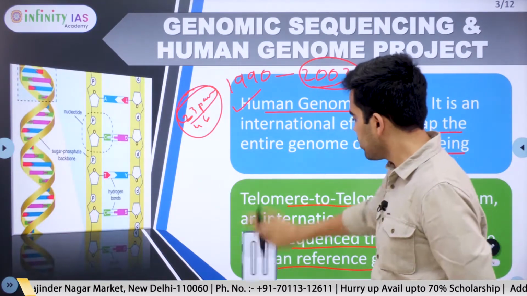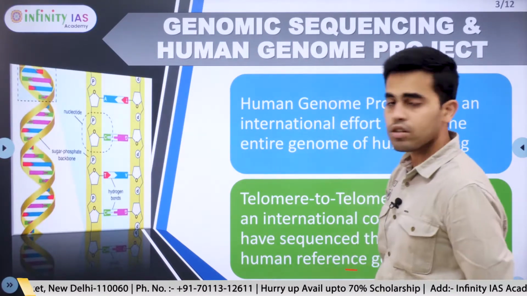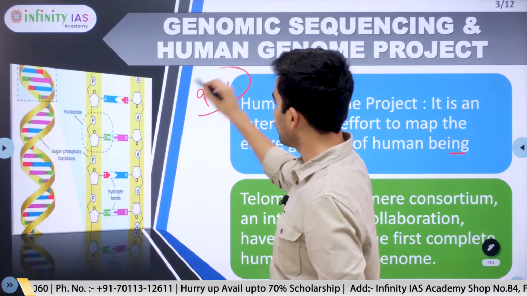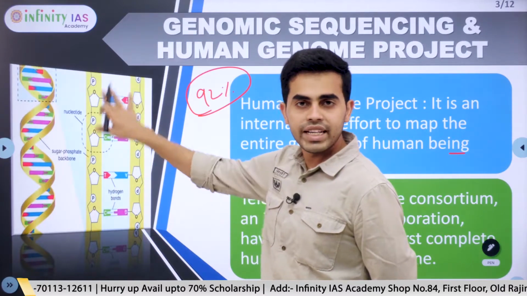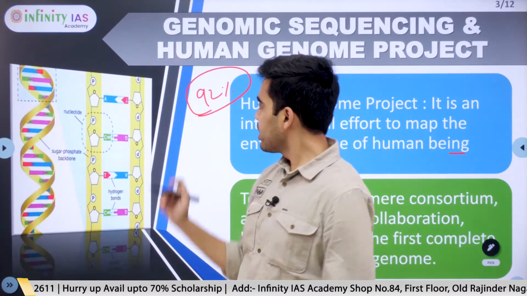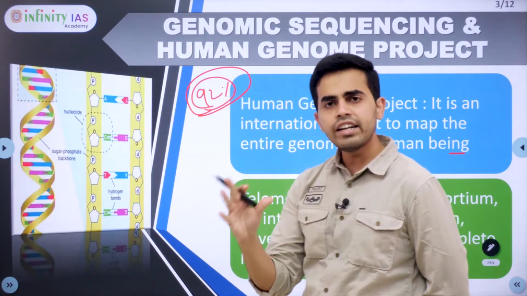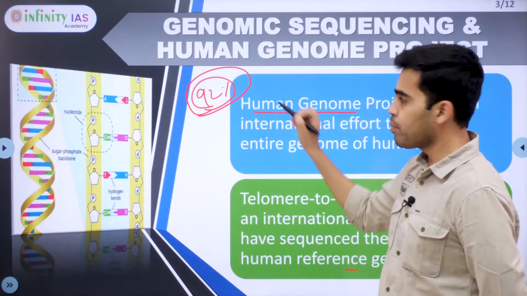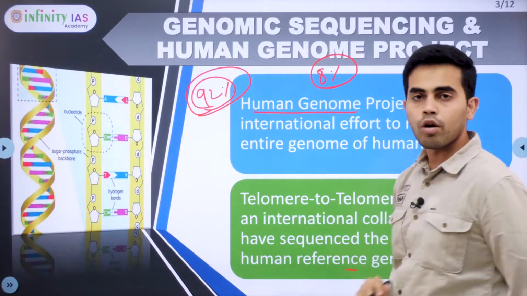If we see, the Human Genome Project has only mapped 92% of the human genome. That is, if there are 100 base pairs in the entire cell, it has only sequenced 92 base pairs. That is only 92% of the chromatin. This Human Genome Project has left out 8% of the chromatin.